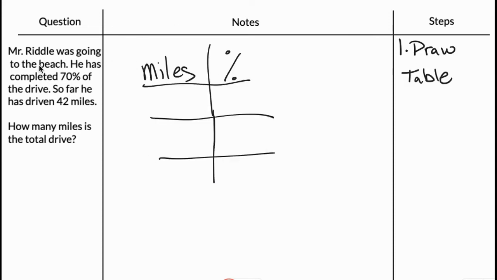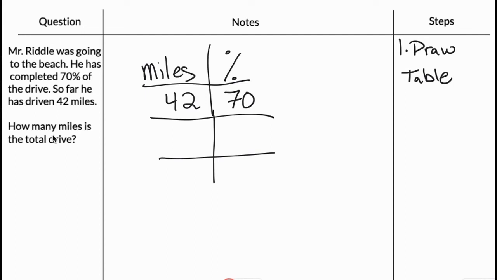So we know that Mr. Riddle has gone 70% of the drive. So far what we're given is 70%. And he's gone 42 miles. So in this case here, 42 miles is 70% of the trip.